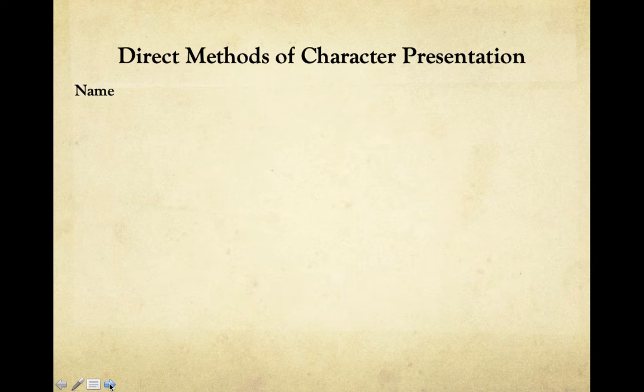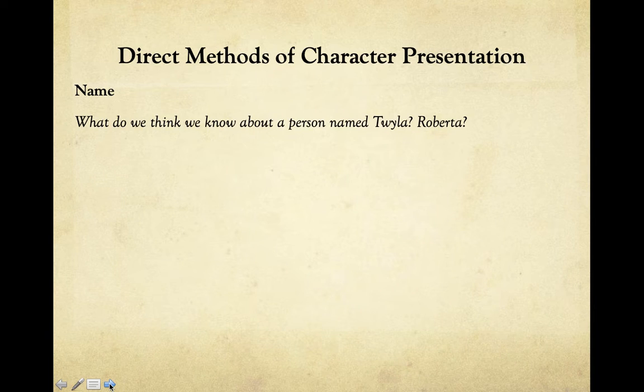One is called the direct methods of character presentation. Just like in the story "Recitative" that you're reading for this week, what do we think we know about a person named Twyla? What does that name tell us? What about Roberta? Names can place us in terms of our age, where we were born, where our parents were born, within what kind of society, right? Names are very telling. So a name is one way that the author presents a character.